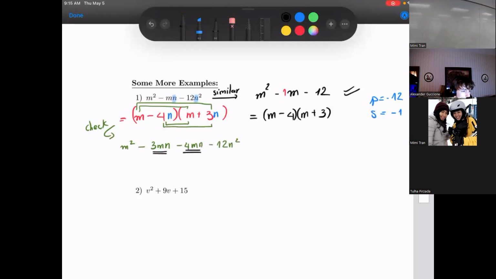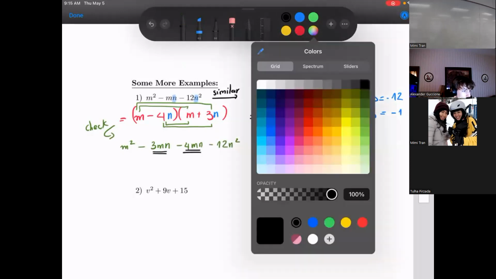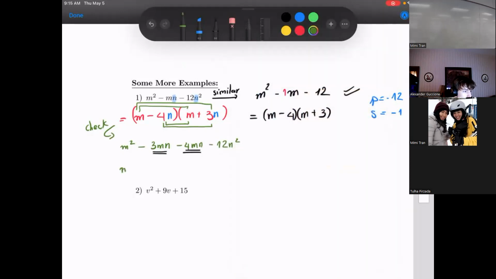Combine like terms here, right? So m squared minus... Did I do something wrong? Positive. Oh, my bad. This is positive. So negative mn minus 12n squared. Right? Check. But let me box my answer. Erase all that. Too busy. All right.